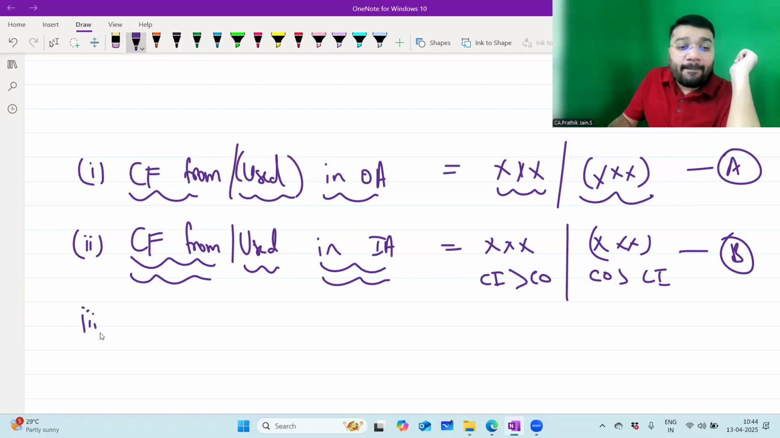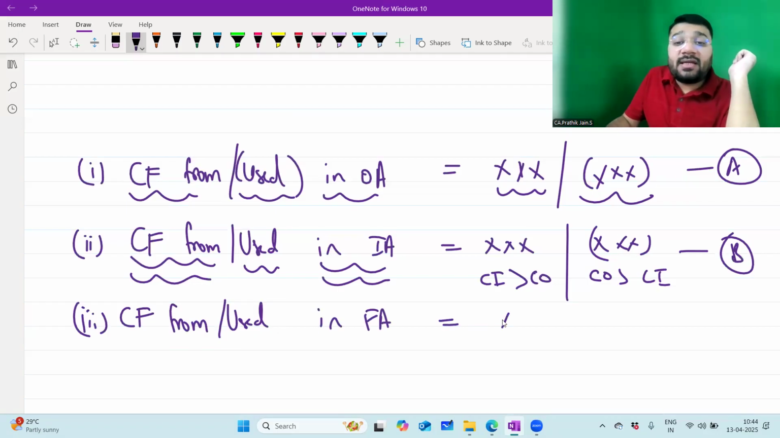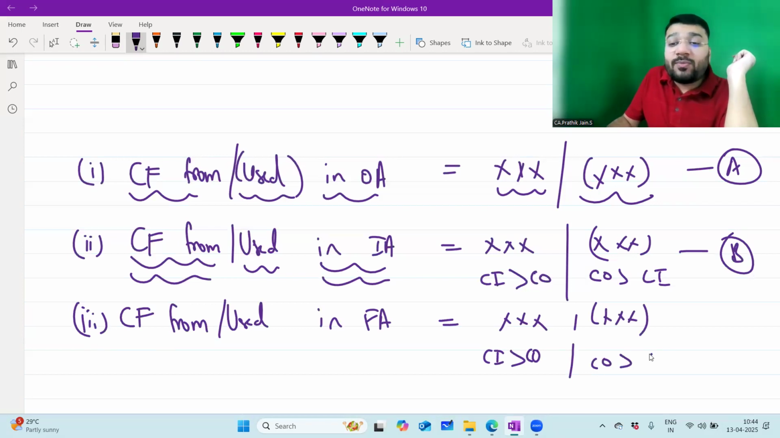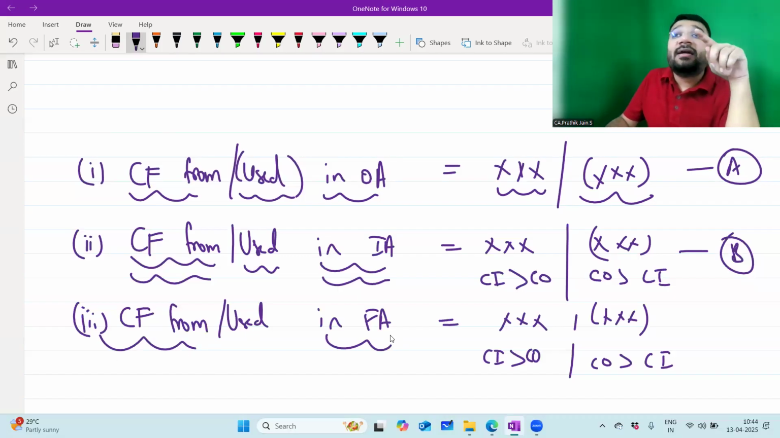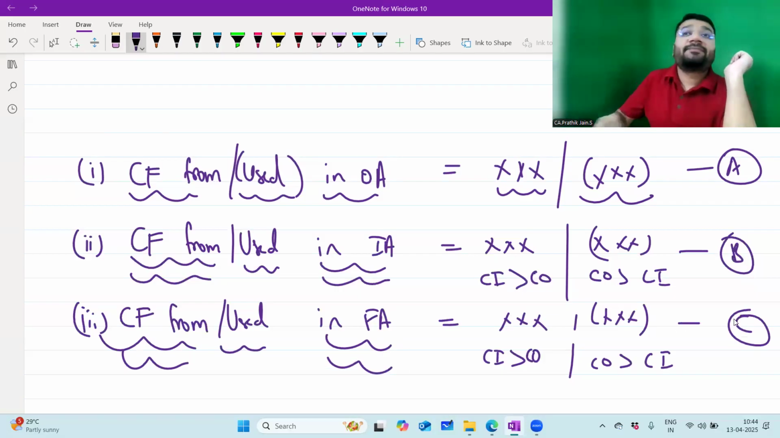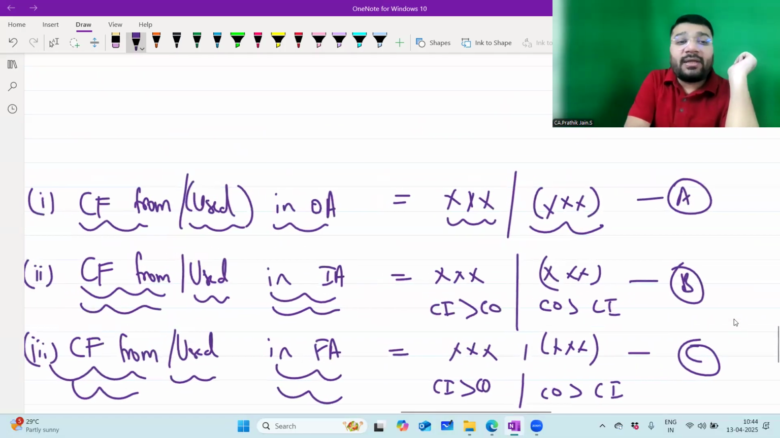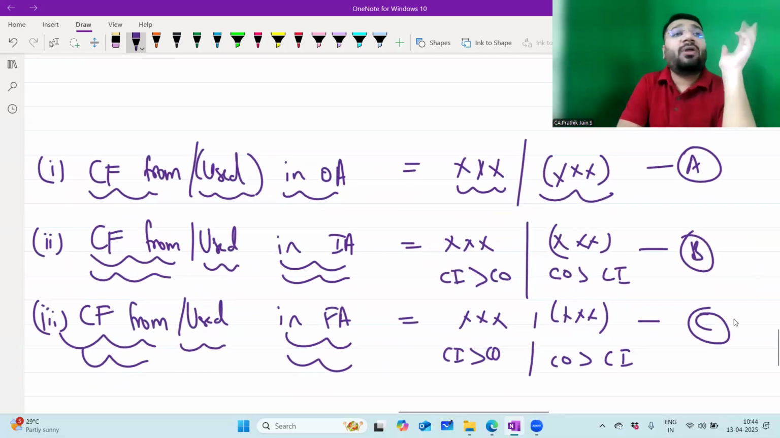Third is going to be cash flow from or used in financing activity. When does it become positive? When the cash inflow is more than cash outflow, it is positive. When does it become negative? When cash outflow is more than cash inflow. So if it is positive, it is cash flow from financing activity. If it is negative, cash flow used in financing activity. This is point number C. So like that, activity wise, you will calculate your cash flows from the operating, investing, and financing activity.